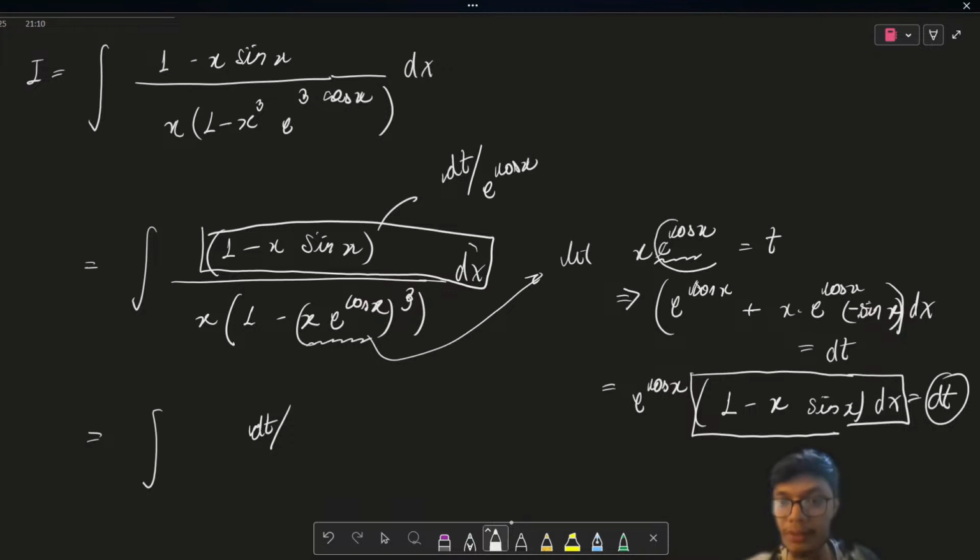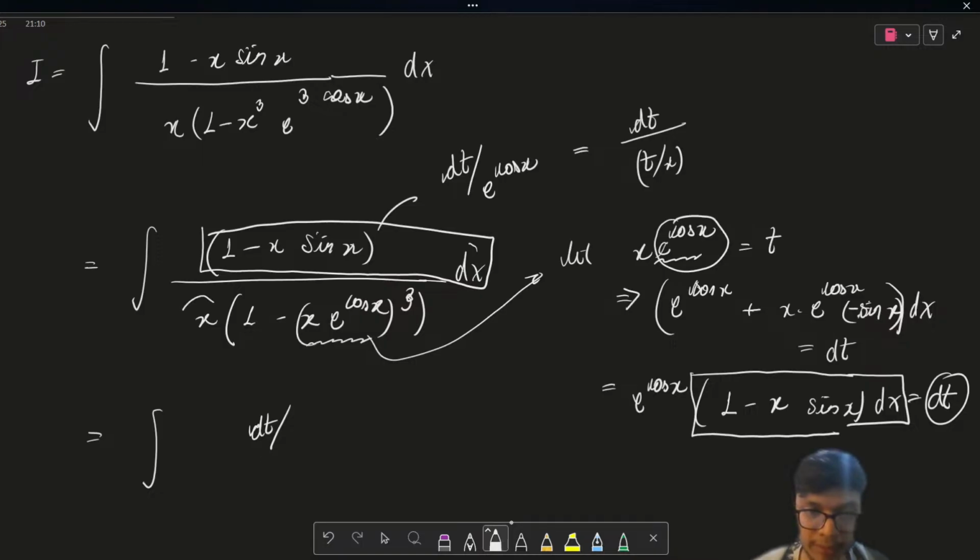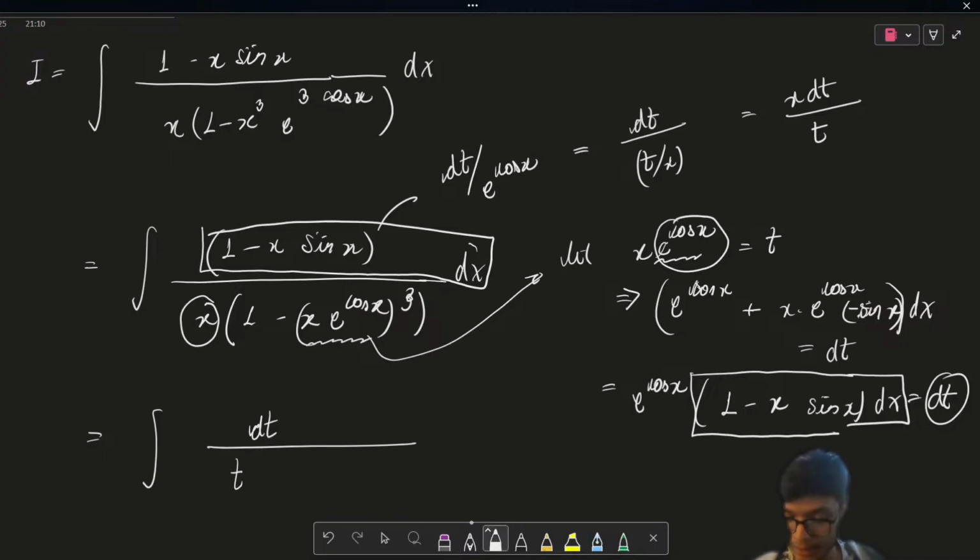Now since e to the power cos x can be written as t upon x, this can be given as dt upon t upon x, right? And there is one more x in the denominator which is going to cancel out, so this is going to be equal to x dt upon t. So this x and this x cancel out, and ultimately we will be left with our terms as dt upon t multiplied with 1 minus t cube dt, right? So this is a simple integration we have to perform now.